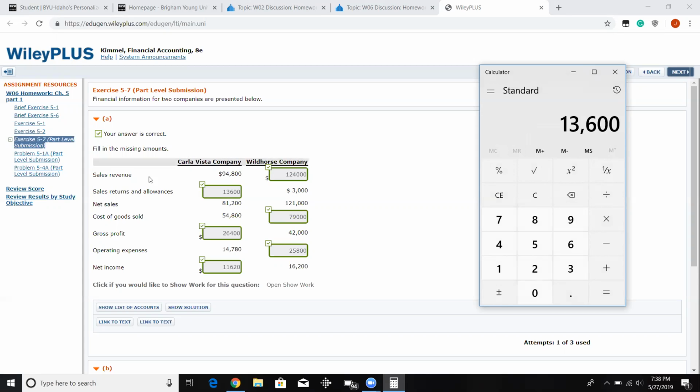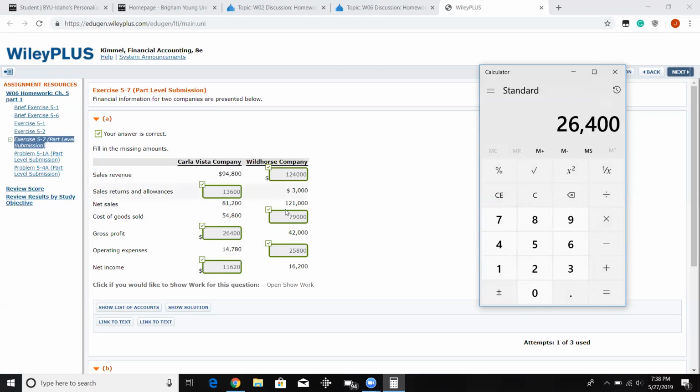Moving on. Now we're going to be looking at calculating our gross profit. In order for us to do that, we're going to take our net sales and subtract our cost of goods sold. So we're going to take our 81,200 and subtract 54,800, and we're going to get 26,400. That's going to give us our gross profit.